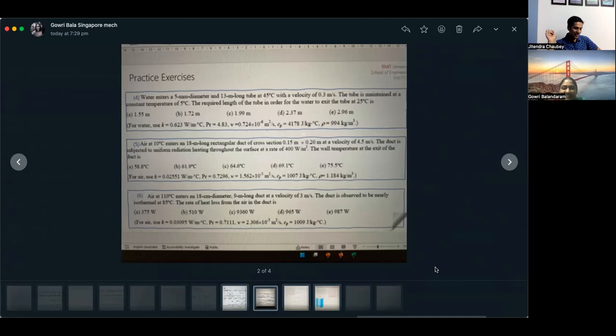Very simple. If the entry length is 2.5 meter, it means the boundary layer has been formed. See, if this is a tube and it enters, after 2.5 meter the boundary layer or the profile has been formed. At 2.5, right? 2.5 meter, and the length is 13 meter. So it has been formed. It has already developed.